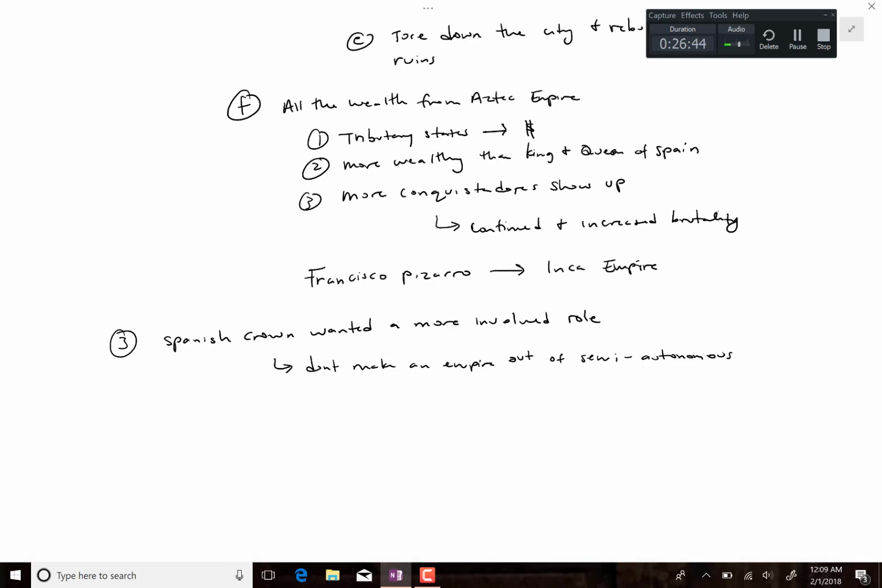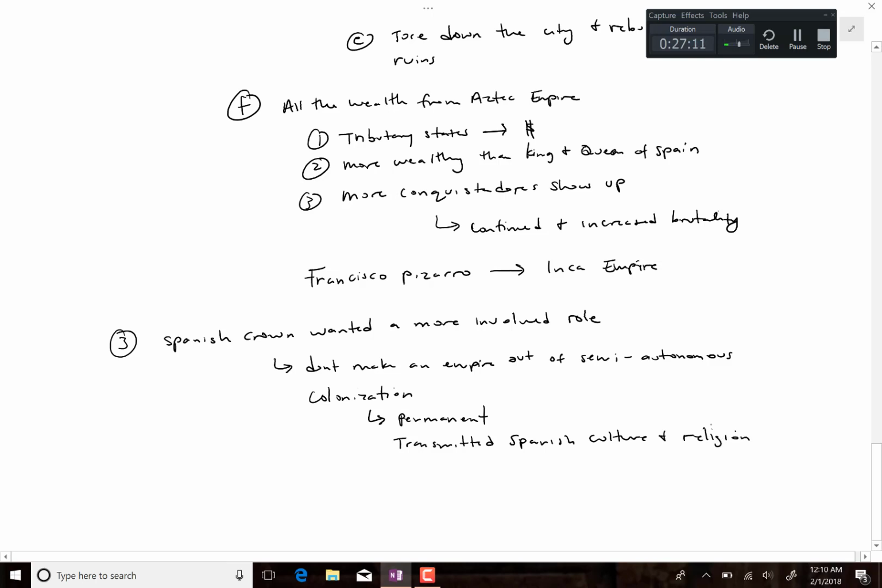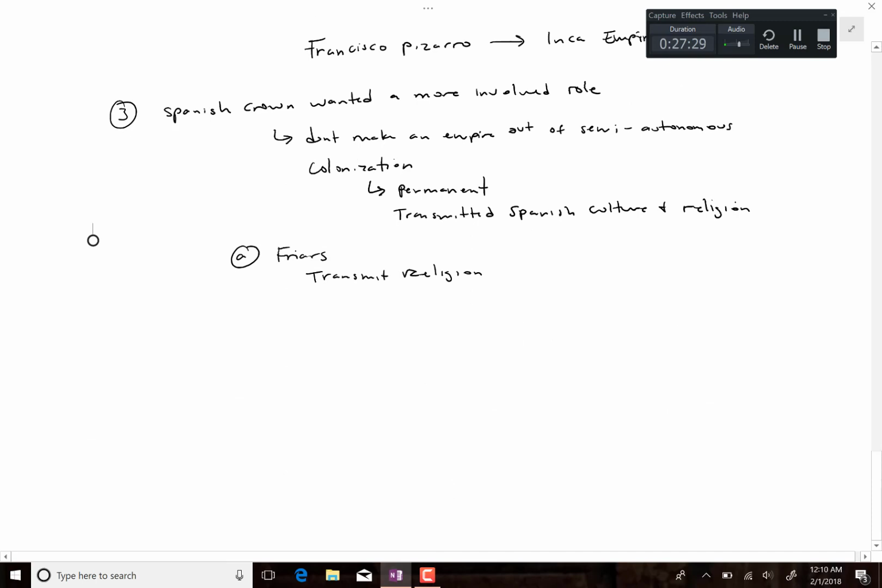The other big issue, and of course, part of colonization, we talked about this before, the idea of colonization and having it be that the Spanish crown wanted it to be permanent, right? Not this temporary conquest, was that then you transmitted Spanish culture and religion. But they couldn't do that with the conquistadors raping and pillaging everyone. Now, one of the things that the Spanish crown had sent over were friars to transmit religion. And this, of course, was somewhat contrary to the nature of the conquistadors, and made it hard to convert to Christianity with the violence and looting of the conquistadors.